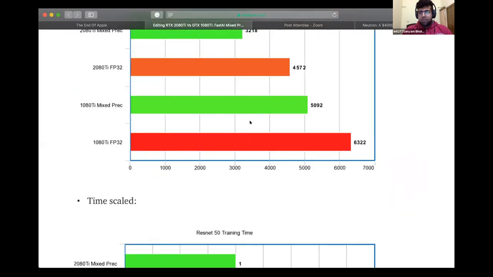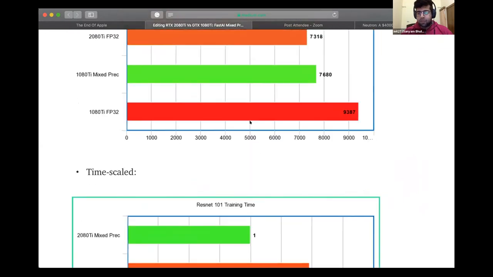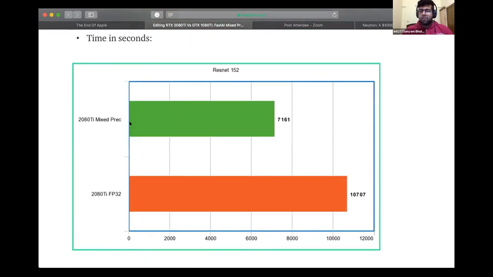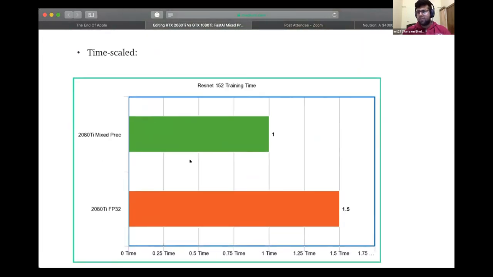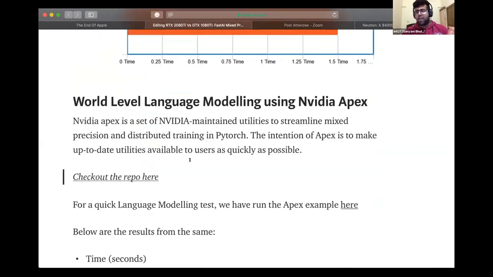If you look at the biggest network that we were able to compare, ResNet 101, the 1080 Ti almost took 1.9 times the time to run the same network as the 2080 Ti took on mixed precision. We could not compare our scores because this was a time-taking loop. But for ResNet 152, which is a big neural network, normal precision or full precision takes about 1.5 times the time as mixed precision.